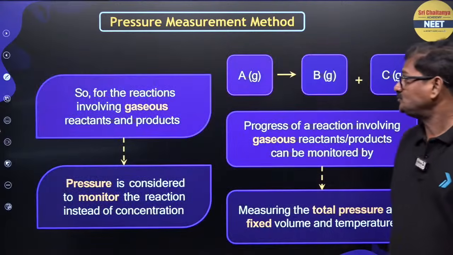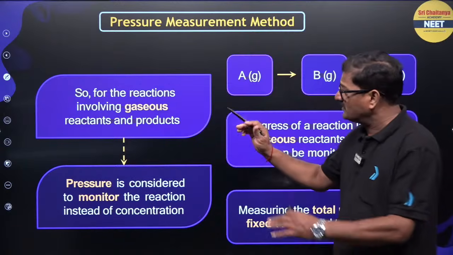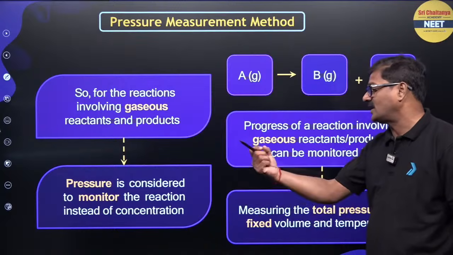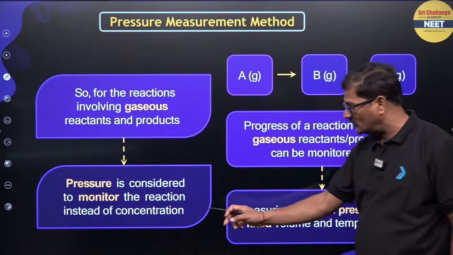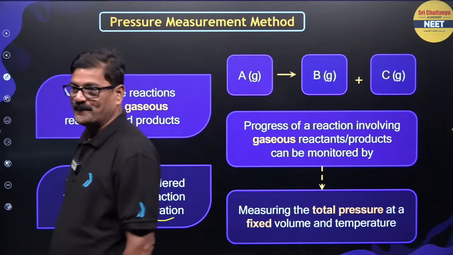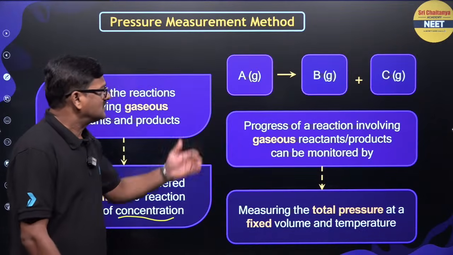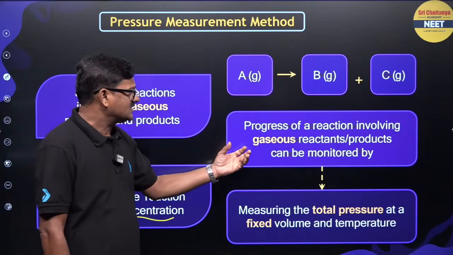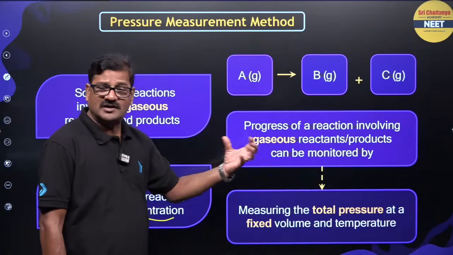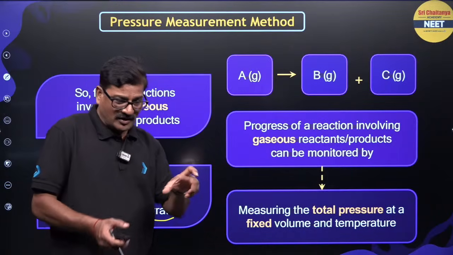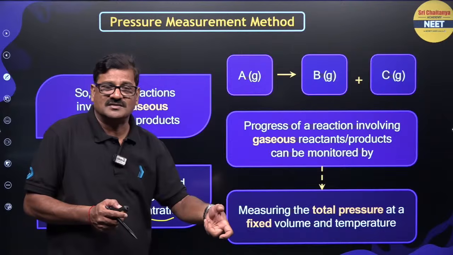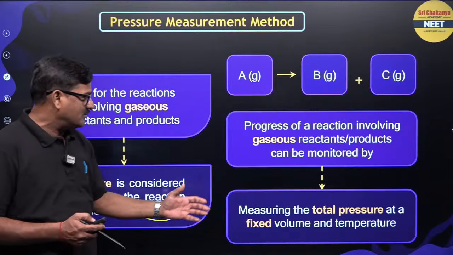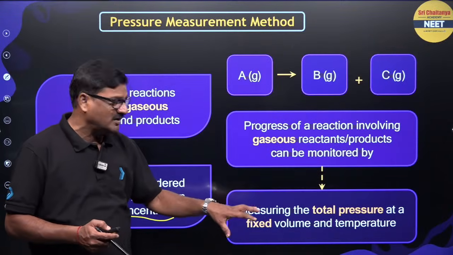And also, for reactions involving gaseous reactants and products, pressure is considered to monitor the reaction instead of the molarity or whatever concentration you take. So, as A gives rise to B and C, the reaction progresses, and the gaseous reactants and products can be monitored by the pressure change method. We connect the reaction mixture with a manometer and measure the total pressure at a fixed volume and temperature.